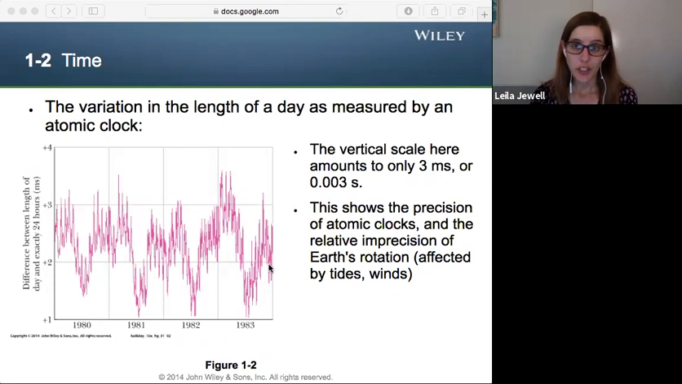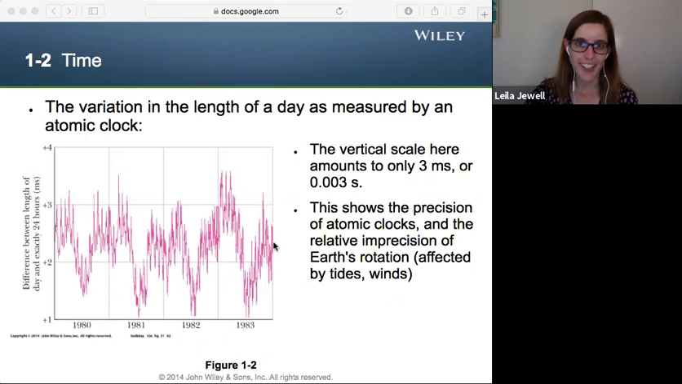In other words, atomic clocks are highly precise, and Earth's rotation is relatively imprecise, where it's very, very slightly affected by tides, by winds. They can very slightly change its rotation, and it's something that can actually be measured. Is it a lot? No, but if you care about a super precise measurement of time, then you'll be inclined to focus in on that, which is why we have a more precise standard of the atomic clock at this point.